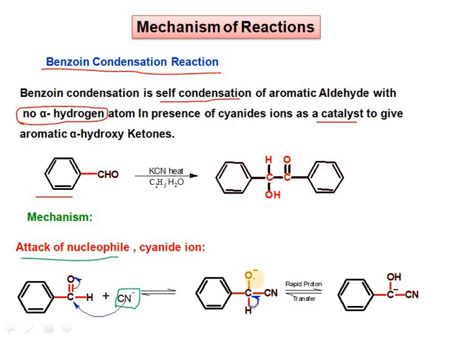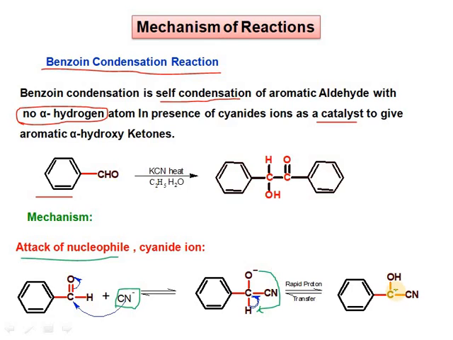And then after formation of this oxyanion, rapid proton transfer can take place. Rapid proton transfer means this O minus can pick up a proton and convert to OH, forming a negative charge here. So this is a carbanion, a negative charge, and this carbanion is stabilized.